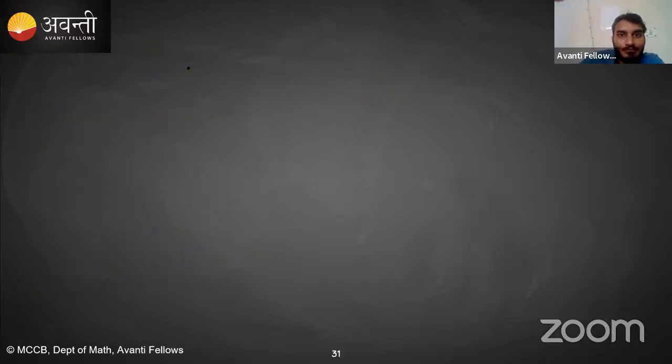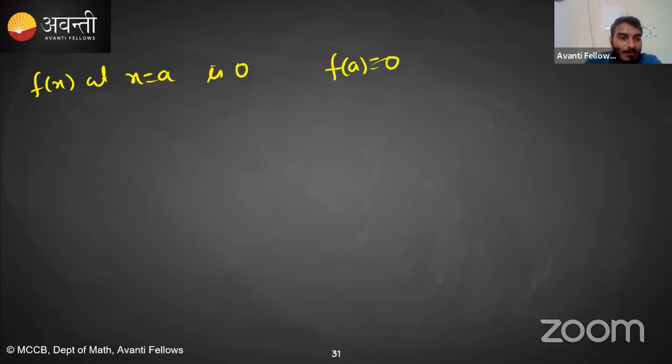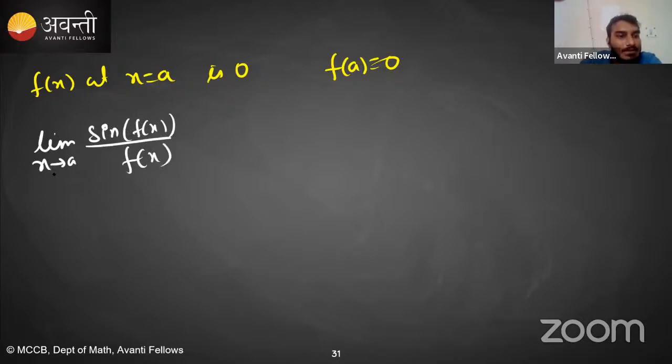For example, let's say f of x at x is equal to a is 0, meaning f of a is 0. So if somebody asks you to find the limit as x tends to a of sine of f of x upon f of x, what does this mean? It is sine of the element upon the element, where at x tending to a, the element is becoming 0. So it is nothing but 1.